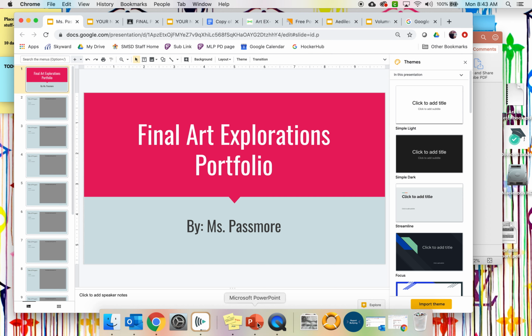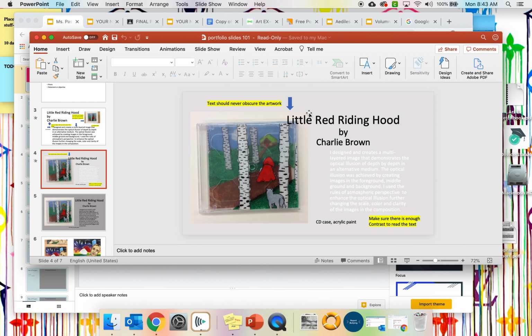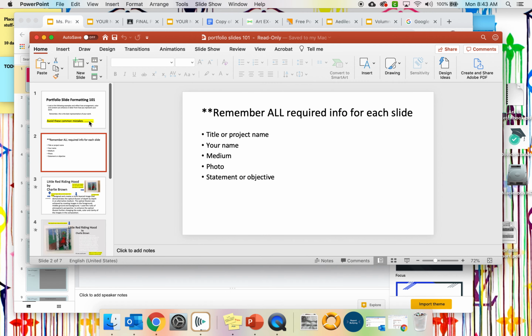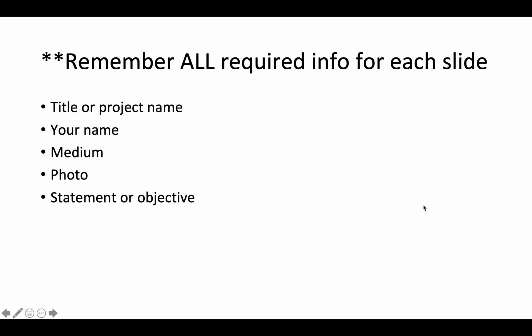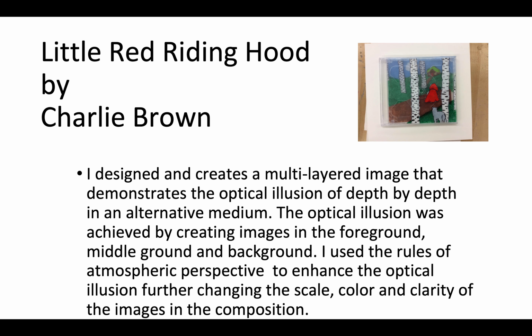So now that we know how to get our title slide done, I want to go over a couple of important things to make sure that we're doing on portfolio slides, some common mistakes that I've seen. So remember, for each slide, you want to include the title of the project, your name, the medium, the photo, and then your artist statement or objective. So here's the first example.